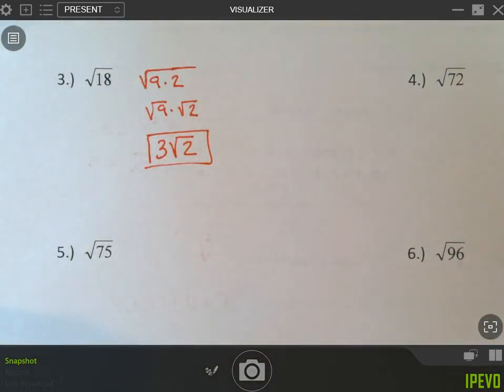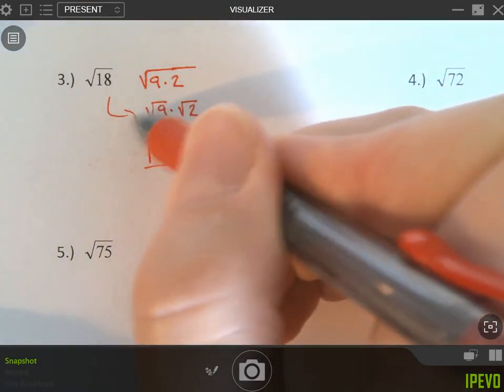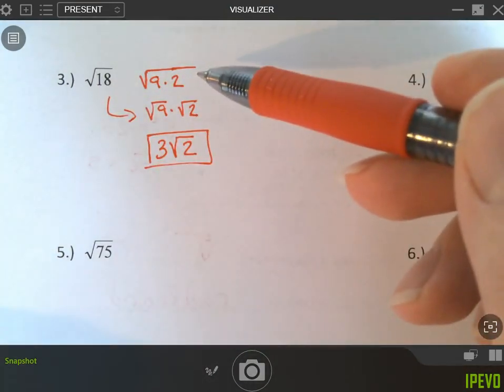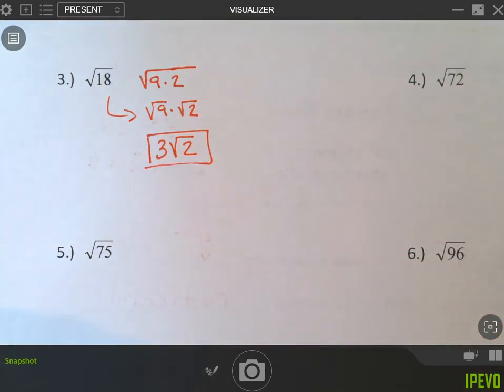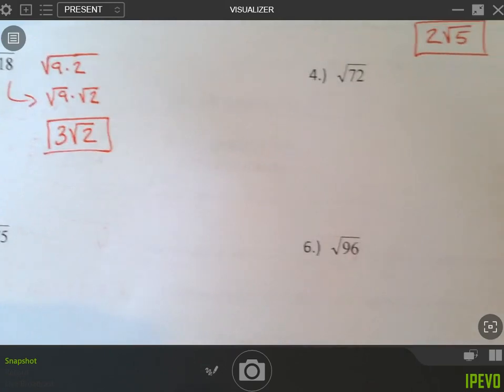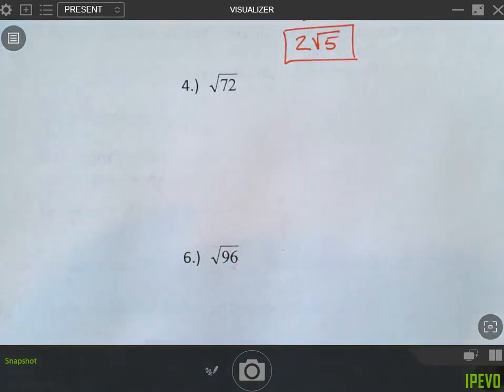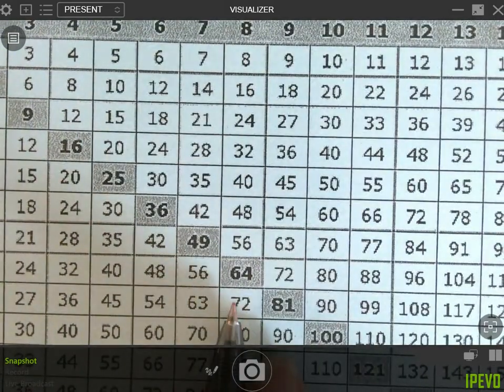Now, at this point, you could start skipping this first step, and you could go right to here. I'm going to keep showing this because I want you to think about why I'm allowed to do it. Okay, is 72 a perfect square? I agree. It's not a perfect square. It's between 64 and 81.